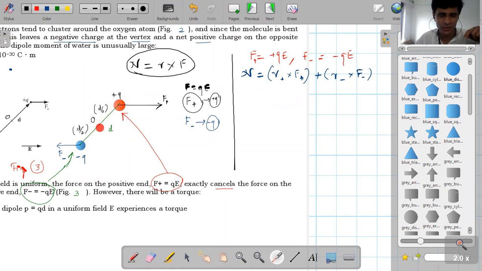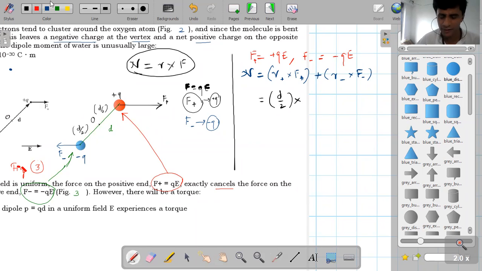Understood? This we will consider along the positive axis, and this we will consider along the negative axis. Now we will write, dear student, n is equal to, what is the r plus? d by 2. Is it correct? Yes, sir. Yes, very good. That is, r plus is the distance between O and Q, which is d by 2, so here I wrote it. Is my audio clear? And what is the F plus, dear student? This is F plus. Is it correct?